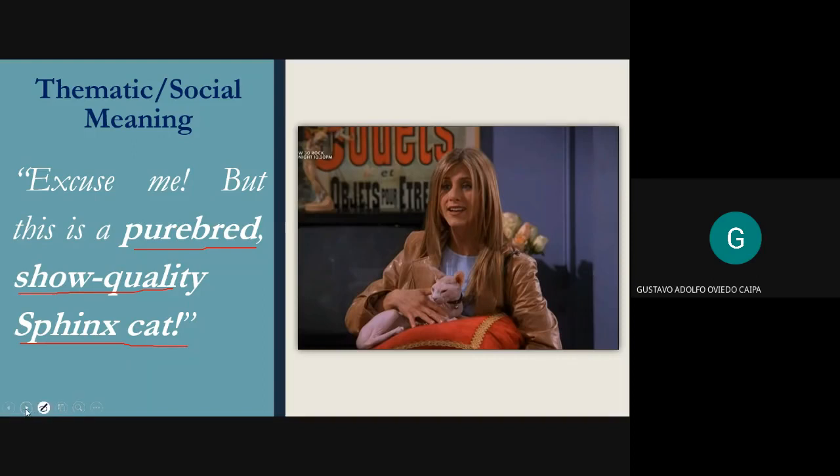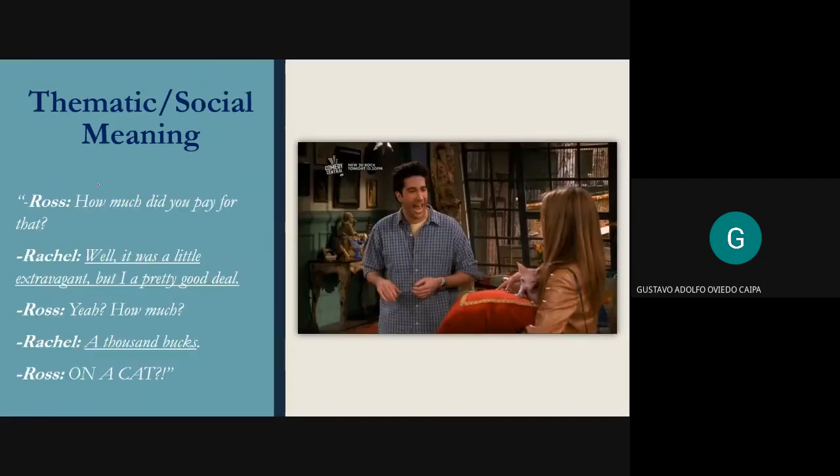All right, let's move on. All right, the next one. It will be thematic also and social meaning. Carlos already commented something like this. This is related. All right. So thematic. Let's begin with why it is thematic. See how the conversation goes.